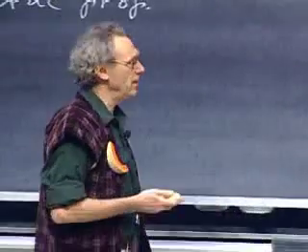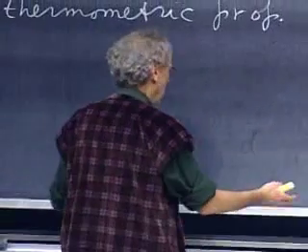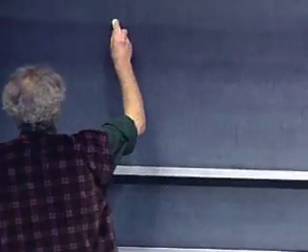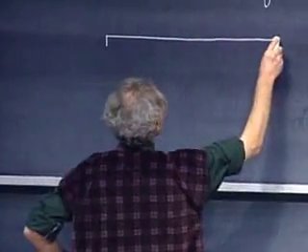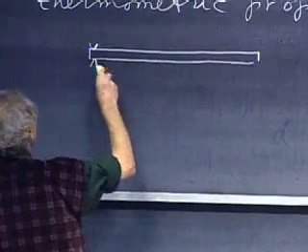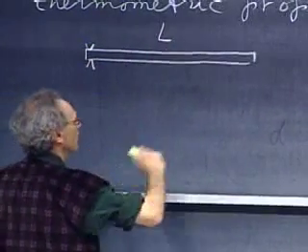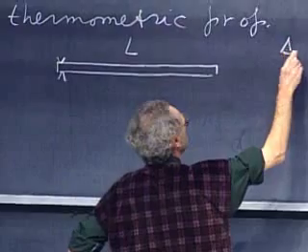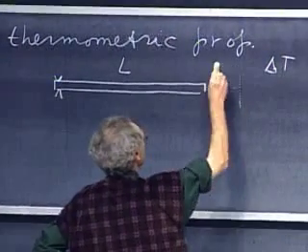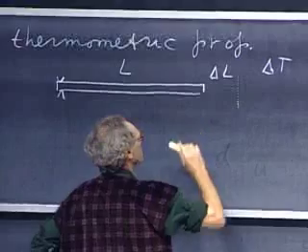And so you can define a temperature scale by looking at the length of an object. For instance, here is a bar of some material. I clamp it in here. It has length L. And I increase the temperature by an amount delta T, and it gets longer by a certain amount delta L.